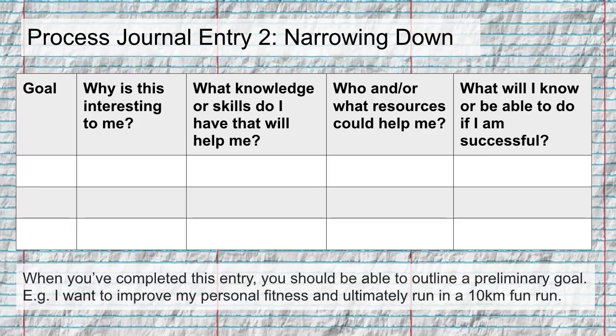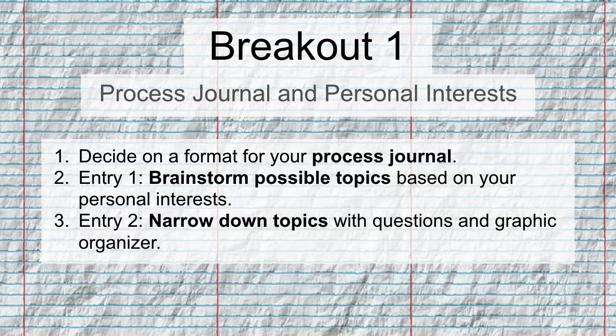So as this first video comes to an end, the first steps you should be working on are, again, first decide on a format for your process journal. It can be in multiple formats, but it might be better to go all hard copy or all digital, or at least think of where you're going to keep the majority of, if nothing else, these first few steps. Then you've got two entries you can start to write. You can start brainstorming your possible topics based on your personal interests, and then you can start narrowing down those topics, either by asking yourself some questions about what you really care about and why, and what you hope to accomplish, or you can use that graphic organizer from the previous slide.